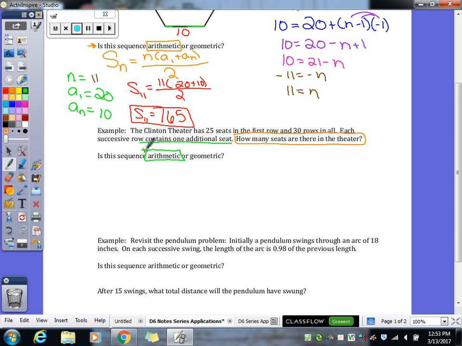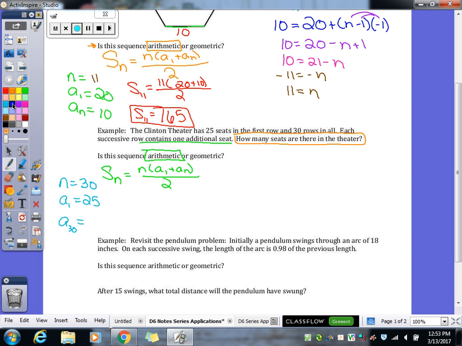Once you figure that out, you know which formulas to use. Our ultimate goal is to find the sum, so I'm going to write my sum formula down: S sub n equals n times a sub 1 plus a sub n, all over 2. Let's see what we know. Do we know our n, how many rows we have? 30. Do we know how many seats are in the first row? Yeah, 25. Do we know how many seats are in the 30th row? No, so we have to figure that out first.